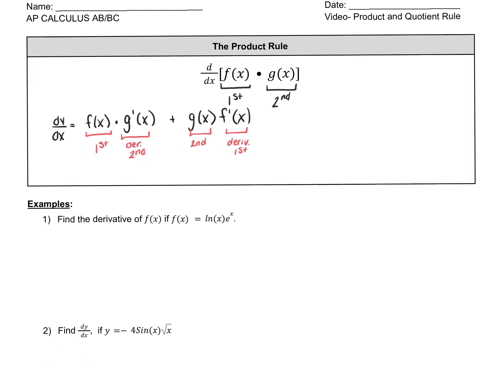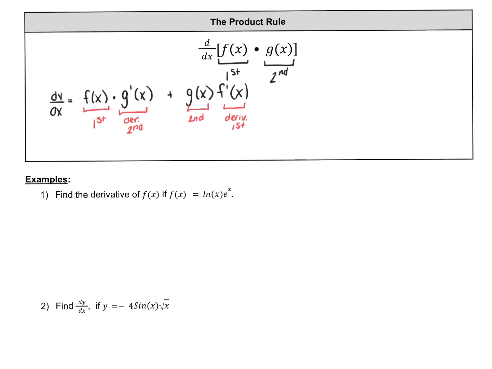So I want to find the derivative of this first function here, f of x, if f of x is ln of x e to the x. So what you should notice is that they're attached by multiplication. So if I write it as f of x equals ln of x times e to the x, it might be easier to see that this is a product. So we're just going to call the one that's in the front the first one. You can call that f of x. And then the second one you can call g of x, right? This is your first one. This is your second one.